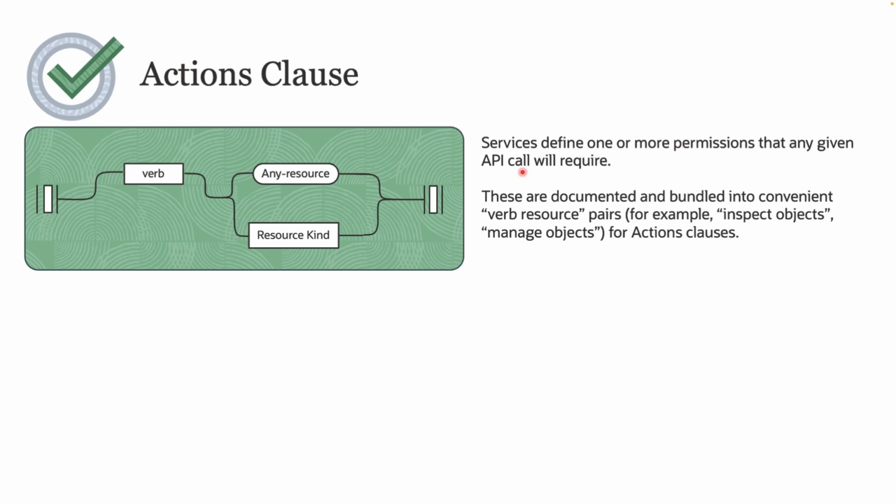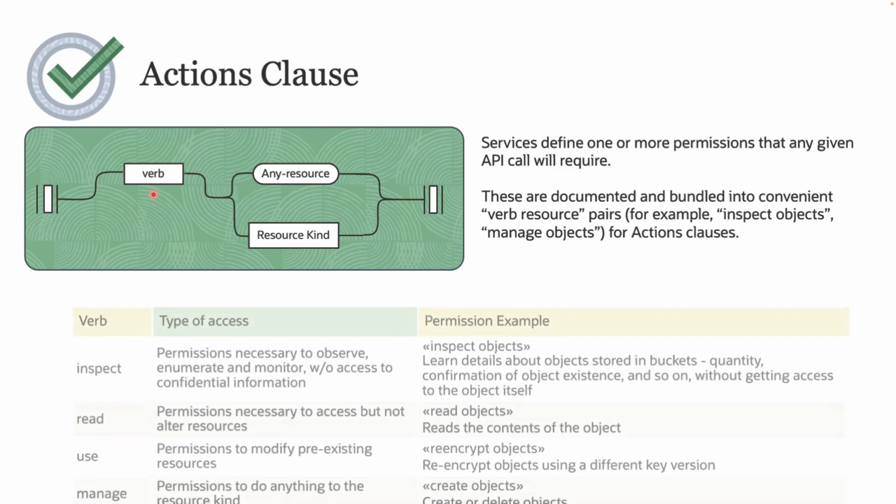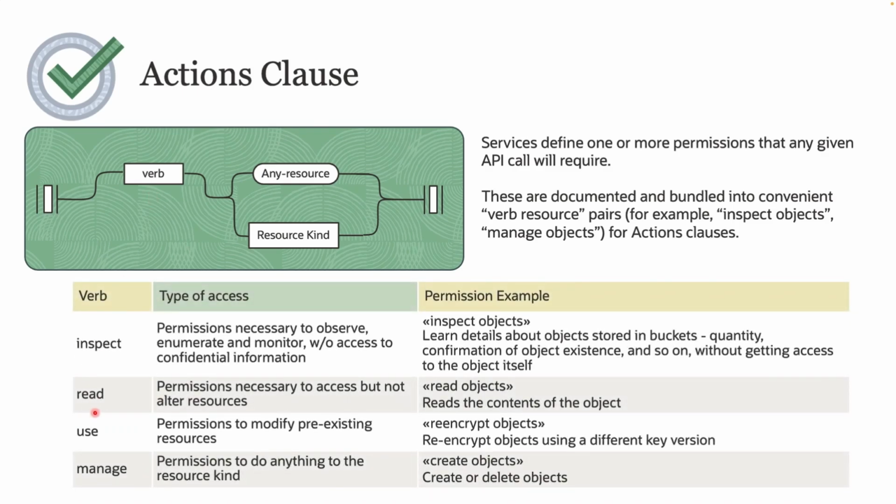So what we do is we group or bundle them into verb and resource pair. Using this way, it becomes a plain English kind of syntax, which makes it much easier to manage and also much easier to understand. So what are the different levels of verbs available? Well, it is inspect, read, use, and manage. And as you go down the hierarchy, the access level increases.